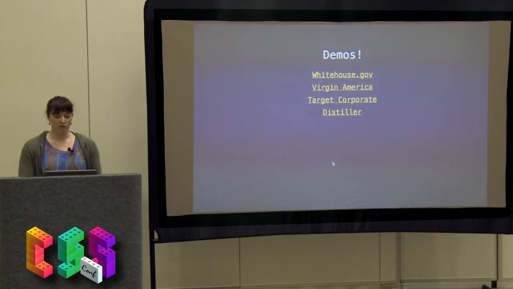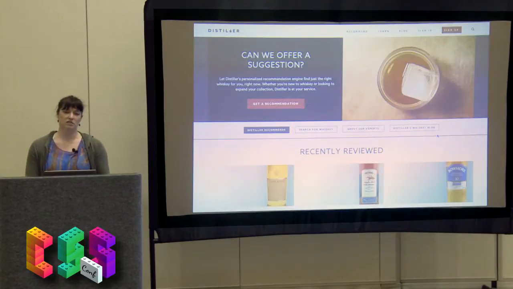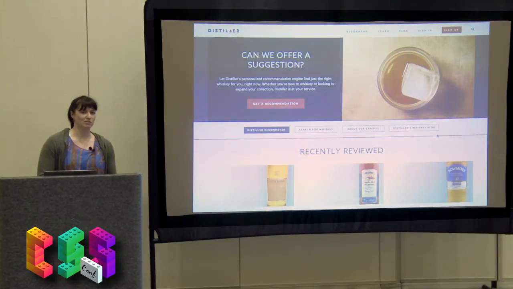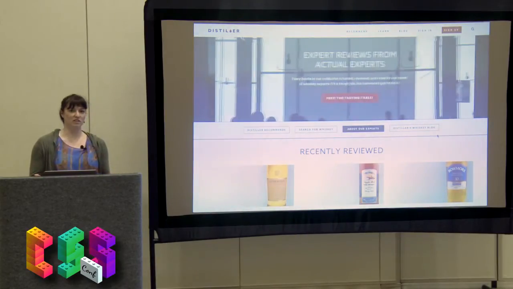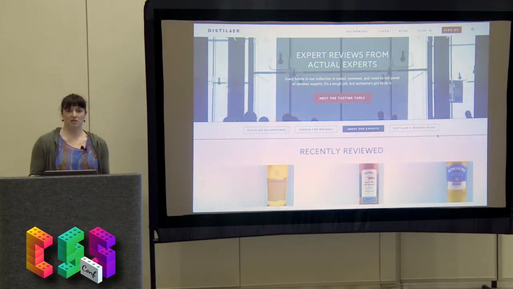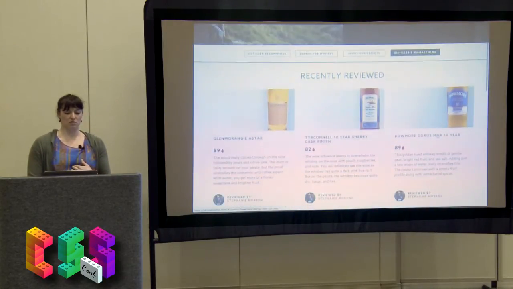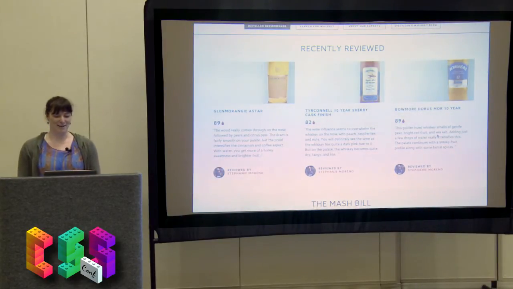So one other example that I've been working on recently, and this is a really fun app to work on, is called Distiller. And it's actually a whiskey recommendation engine. And when I got onto this project, it's not that it wasn't supposed to be accessible or that people didn't want it to be, it's that they just didn't know any better. And I think that's the case for a lot of websites, is that we tend to develop for ourselves, and we don't really remember that there's people who can't see or can't use a mouse.